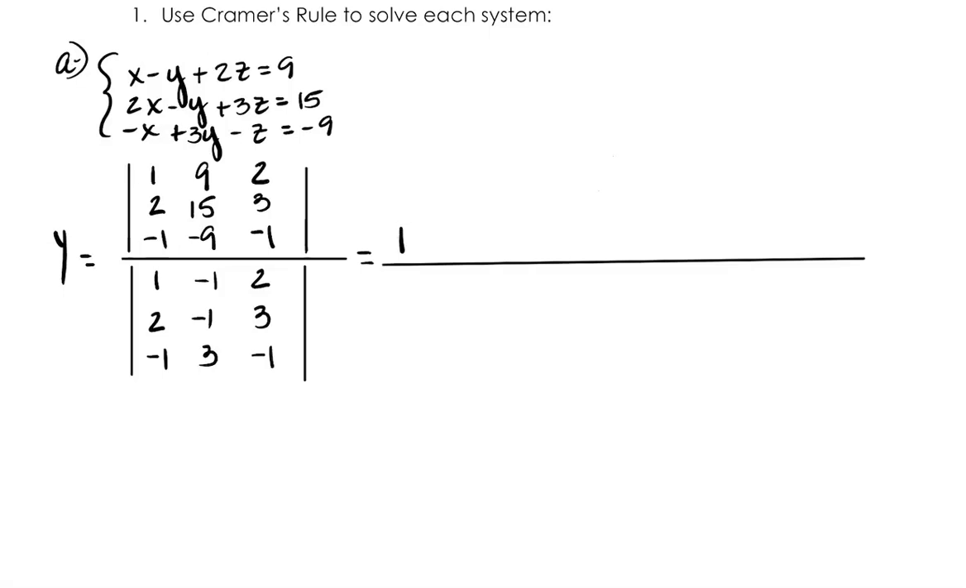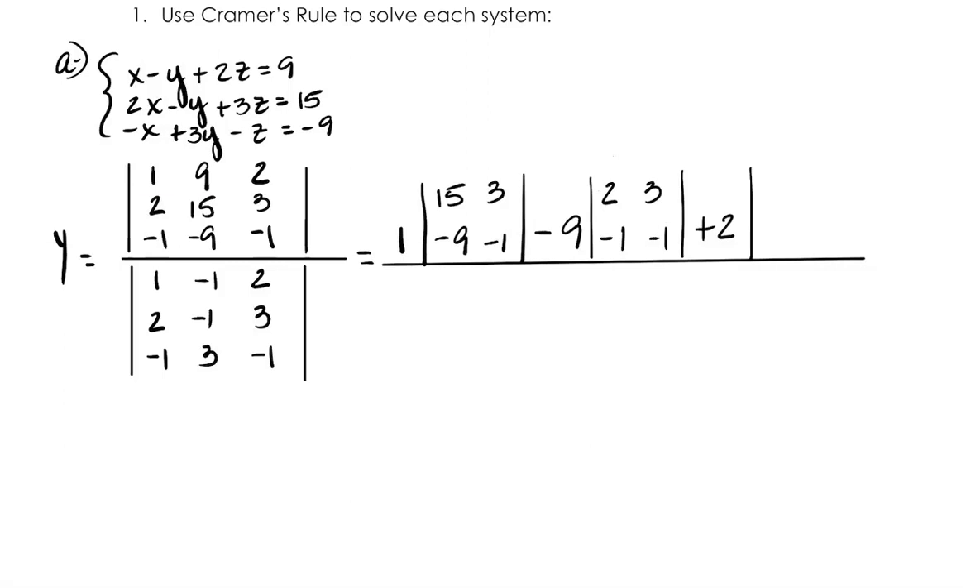We have 1 that multiplies the determinant of 15, 3, negative 9, and negative 1, minus 9 that multiplies the determinant of 2, negative 1, 3, and negative 1, plus 2 that multiplies the determinant of 2, 15, negative 1, and negative 9. Since we already calculated the determinant of the system, we know that it is 3. Now we can solve for y.